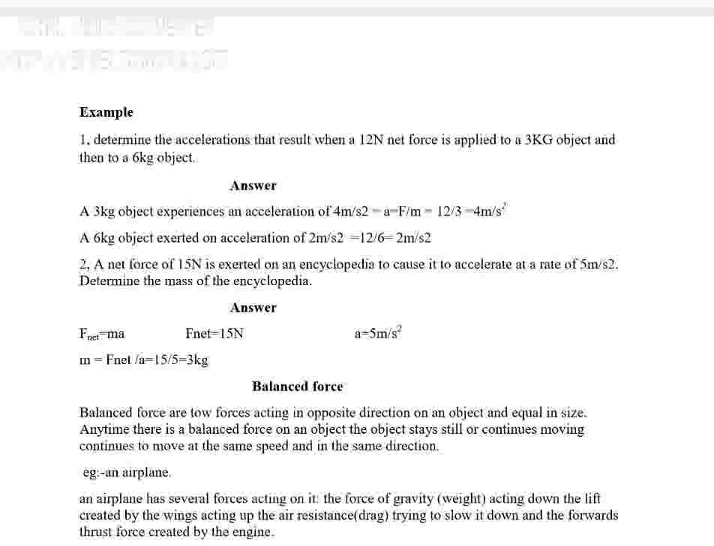Determine the acceleration that results when a 12 Newton force is applied to a 3 kilogram object and then a 6 kilogram object. First, for the 3 kilogram object, the force is given, and if you are asked to determine acceleration, a = F over m. F is 12 divided by 3, so it becomes 4 meters per second squared. And for the 6 kilogram object, 12 over 6 is 2 meters per second squared.